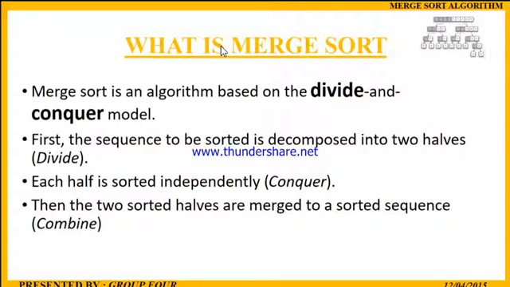MergeSort itself, like I explained earlier on, is an algorithm. This particular algorithm is based on the divide and conquer model. When we talk about the divide and conquer model, first, when you take a very huge array or sequence of numbers, you need to divide it into two halves. That is what is meant by divide. Each of the halves is supposed to be sorted independently. That is what we call conquer. Then the two sorted halves are merged to sort the sequence. That is the combination. You combine them.